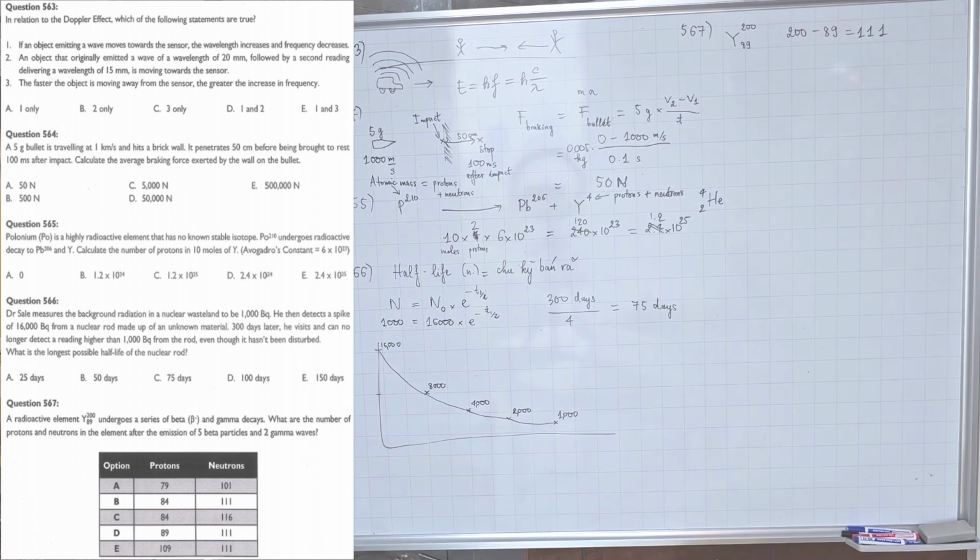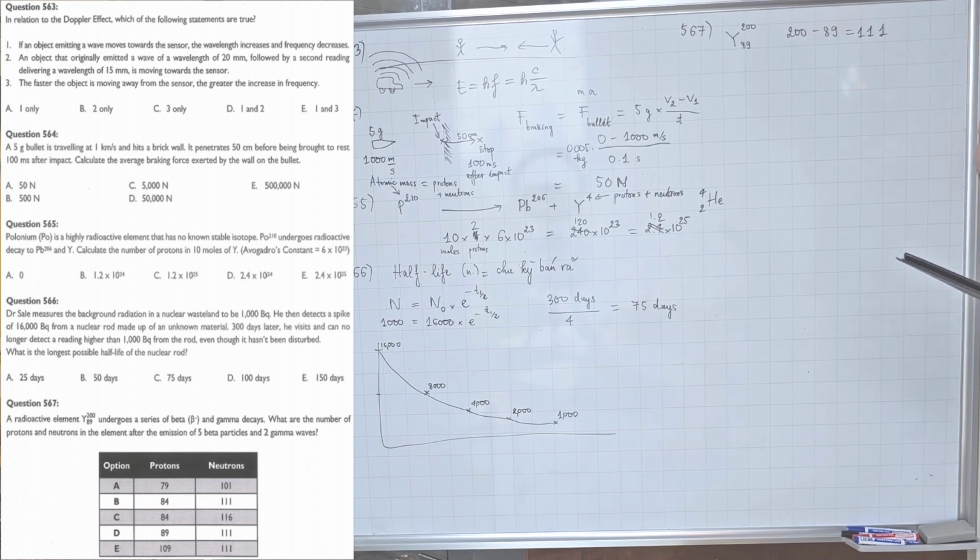The answer is E, really? Wait, I think I made a mistake. This one is proton, right? Five beta particles? Okay. It's just electron being lost. 2 gamma waves, nothing is lost. Interesting.